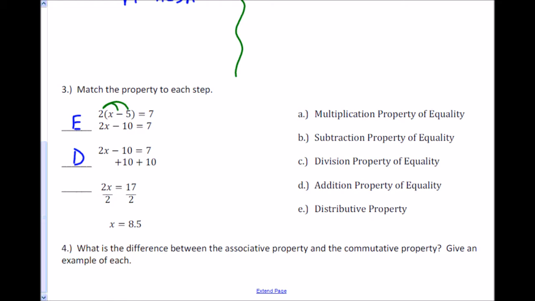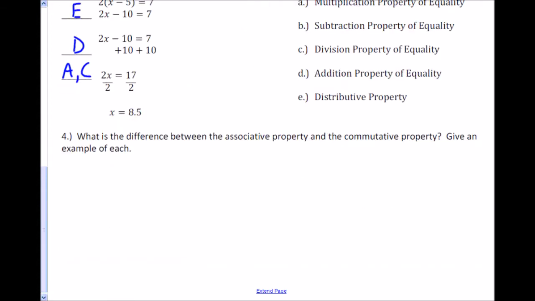And when we're dividing each side by something, we could call that the division property of equality, but technically it's also the multiplication property of equality also. Some books don't even recognize division property of equality, but either one of those would be an acceptable answer. Okay, dividing by 2 is the same as multiplying by 1/2. All right.